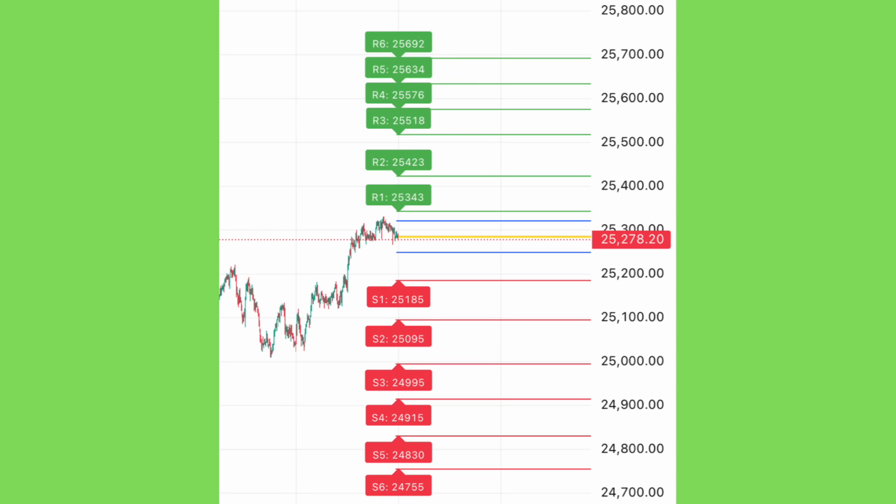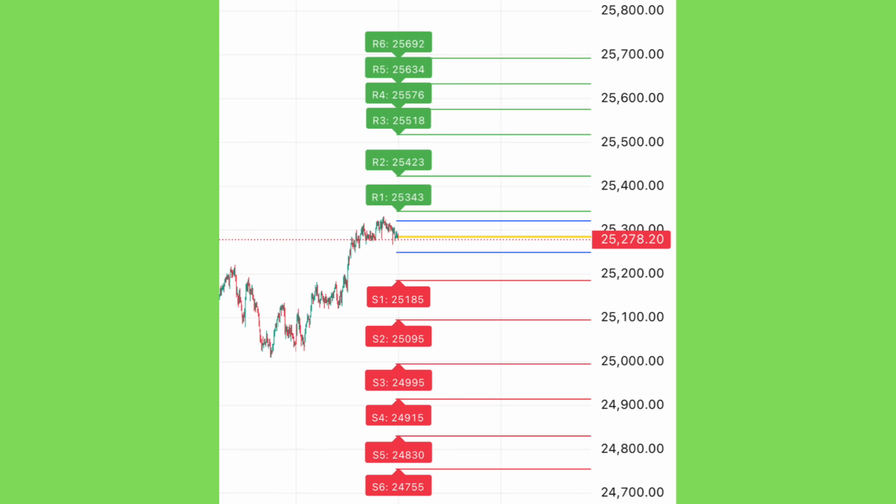Now, coming to sentiment and market bias, when we combine the technical chart with global sentiment, the bias clearly points towards a negative to very negative move for today. There's a high probability that Nifty may touch the lower support zones, especially S1 at 25,185 and S2 near 25,095, if selling pressure sustains post-opening. The flat to negative pre-market tone also signals that traders are cautious.